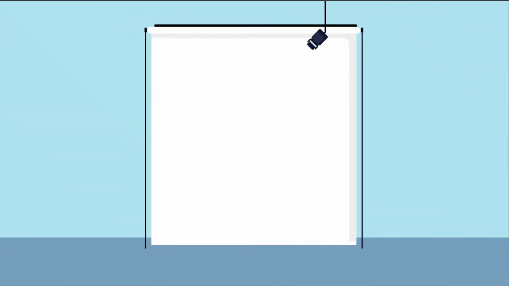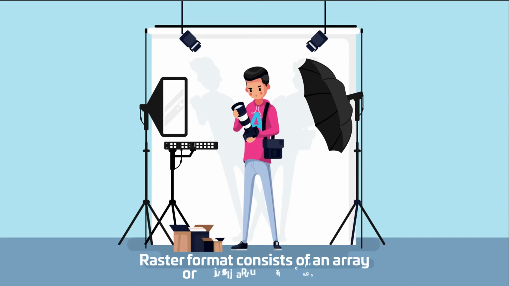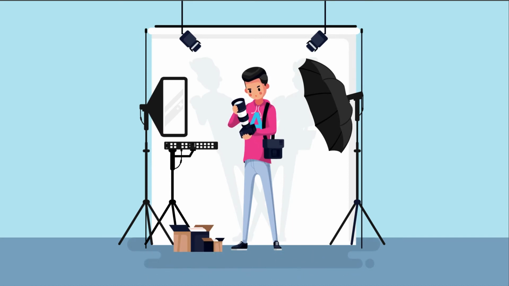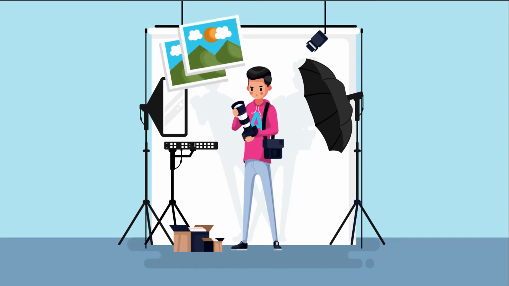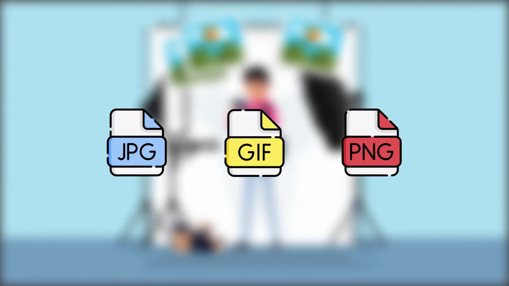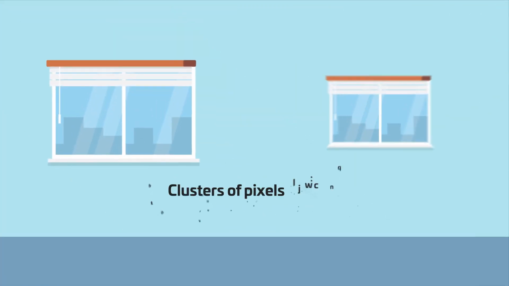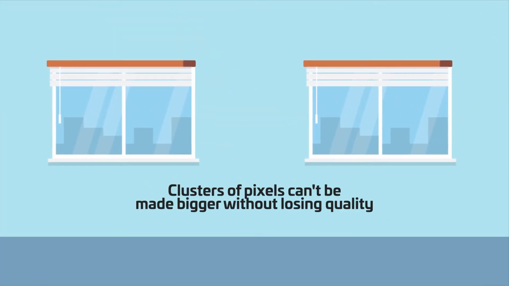Then we come to raster images, also not from outer space. Unlike vectors, the raster formats consist of an array or collection of pixels, each a different color or tone, which when placed together form an image. You see this mostly in photographs, and you'll often see them saved as JPEG, GIF, or PNG files, which are all just common file types for raster data. Blowing up or increasing the size of rasterized images: clusters of pixels can't be made bigger without losing quality.